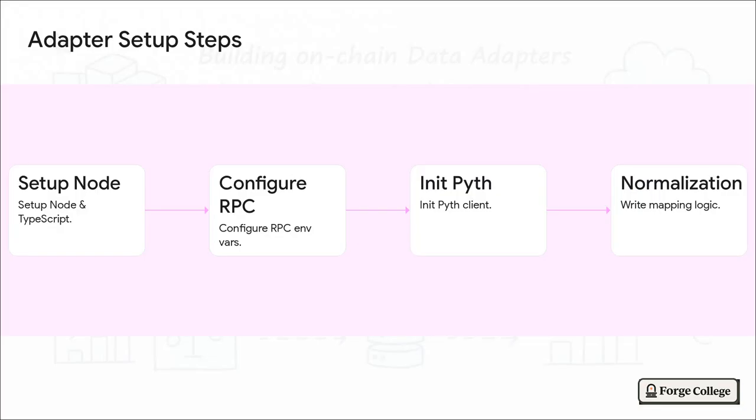Honestly, the setup is super straightforward, so please don't let the raw realities of data ingestion intimidate you. It's just 4 steps. Step 1, set up Node and TypeScript. Step 2, configure those RPC environment variables. Step 3, initialize your Python client subscription. And step 4, write the normalization mapping. We're literally just taking raw numbers and slotting them into the correct boxes.